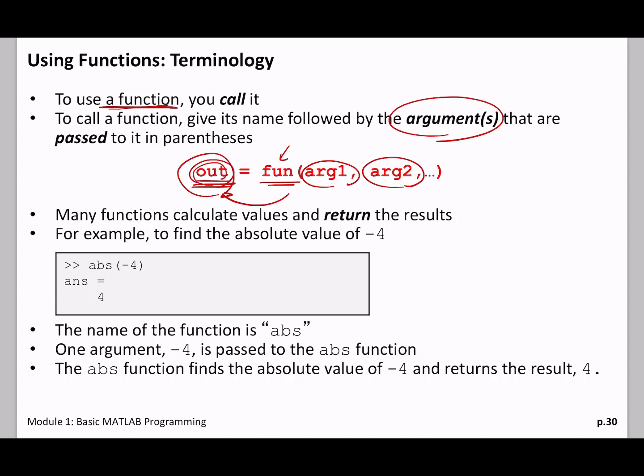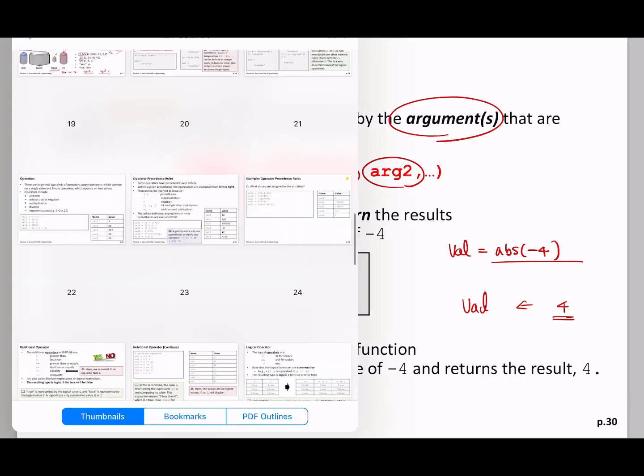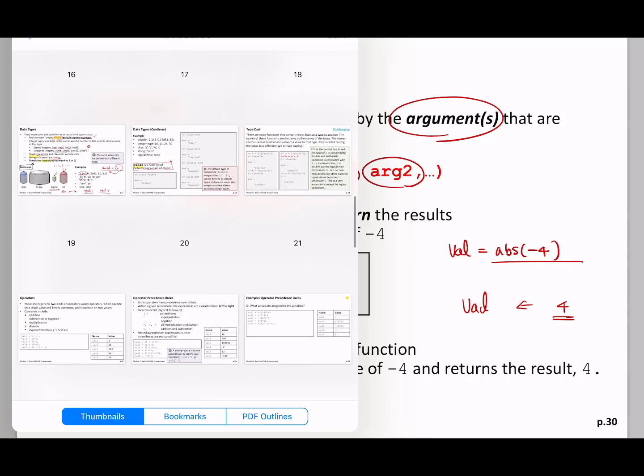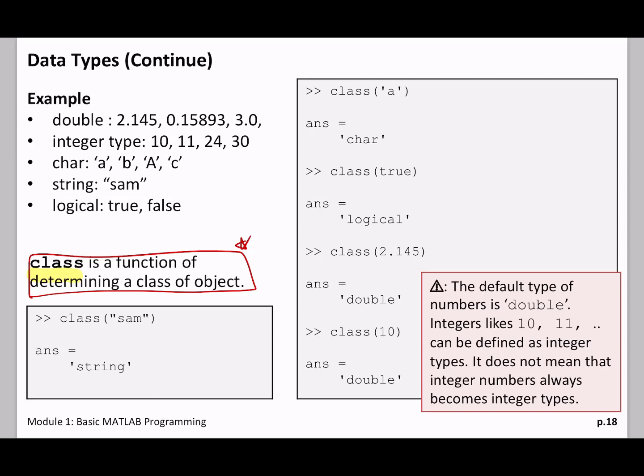For instance, let's say val equal to abs. Abs computes the absolute value. In this case, inside of val is 4, because the absolute value of minus 4 is 4. Okay, so go back to slide 20. Class is the function for determining the class of the object or variable.